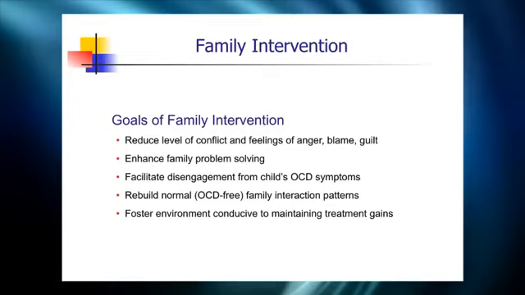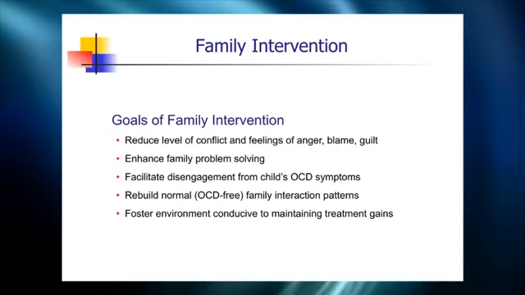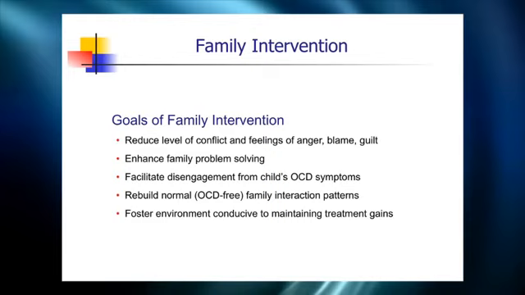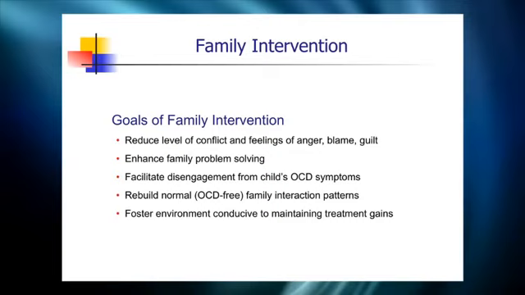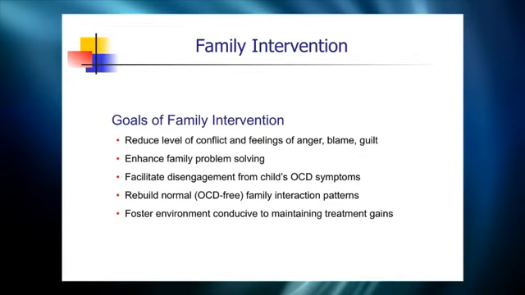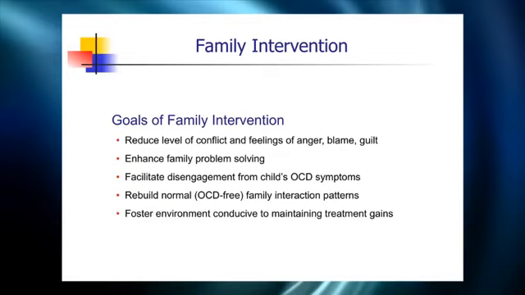In family interventions, the goals are to reduce conflict and feelings of anger, blame and guilt that tend to hinder disengagement, enhance family problem solving, and facilitate disengagement from the child's symptoms. Then, as the child gets better, you sometimes need to rebuild normal family interaction patterns, because the families have become held hostage to the OCD. Sometimes they're not sure what to do as the symptoms decrease. The roles of different family members have changed and become distorted, and we want to normalize the family again and develop a positive and supportive family environment, reducing stress and some of the negative feelings or conflict associated with OCD to maintain these treatment gains.